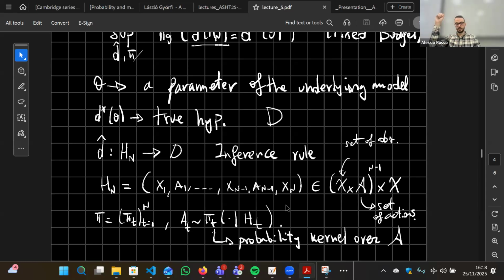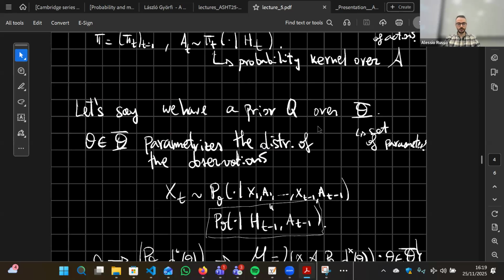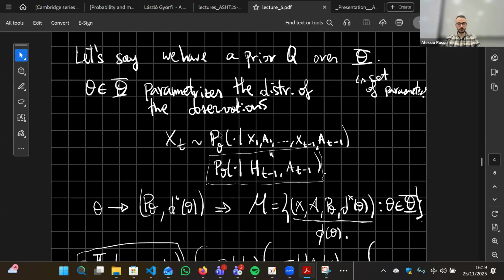If you think of it, you observe an initial state in an MDP, you take an action, then you observe the next state. So in a trajectory, the final element will always be an observation of the system. Before moving on to the Bayesian case, just as a reminder, we call p_theta the transition function of the next observation given the past data and the last action.